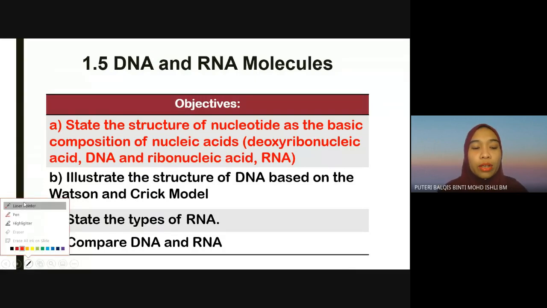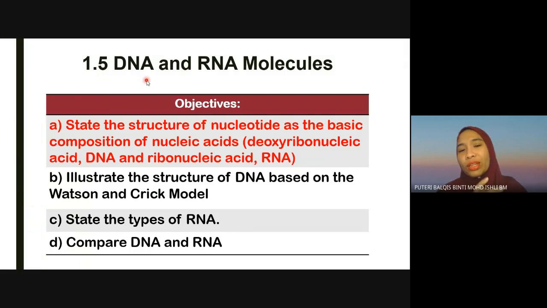So because we have 1 hour, and for this subtopic, we only will be covered for 10 to 15 minutes sahaja. Okay, so for today, kita akan masuk juga, okay, we're going to proceed on topic 2, okay, cell structure and functions. Okay, so 1.5, DNA and RNA molecules. So these are our learning objective.